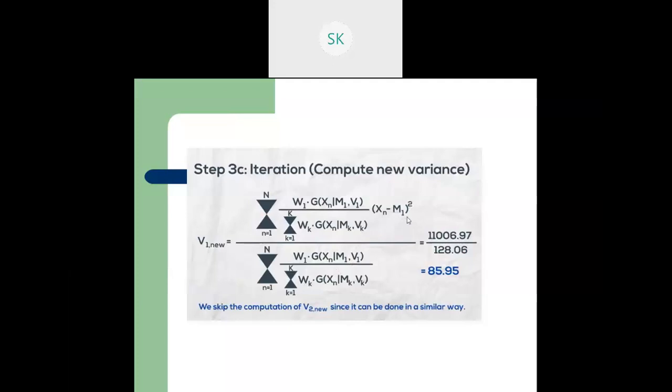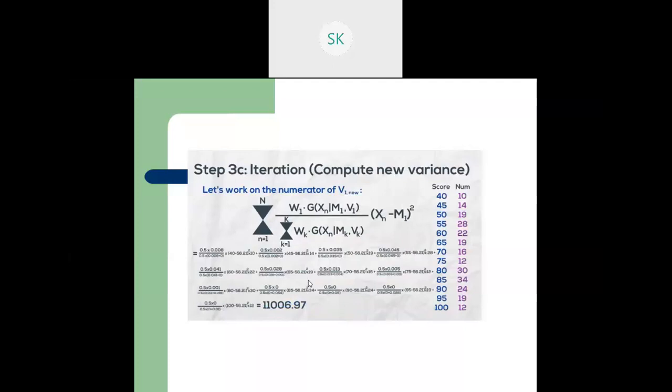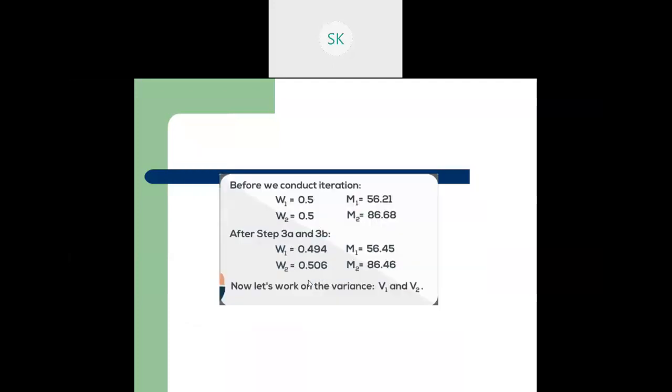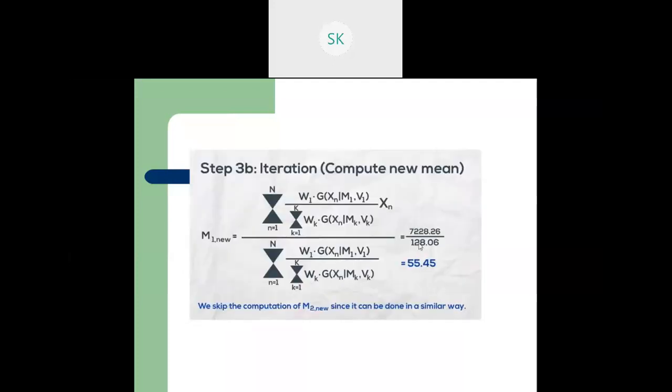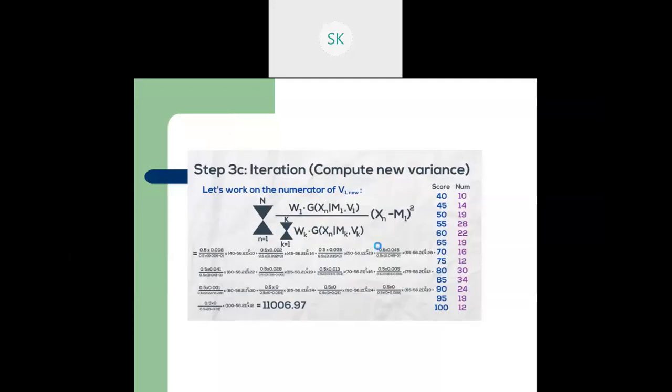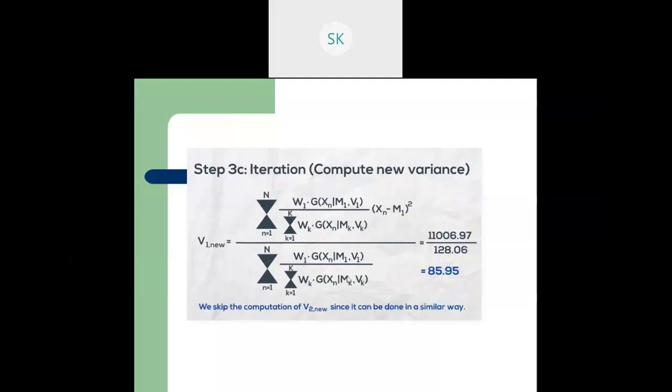Likewise the denominator, just removing this, is n minus m1 squared. The result is the same, 128.06. If I go back, 128.06 was the denominator there too. This particular denominator is the same, so we have previously computed it. So the result will come to 85.95.